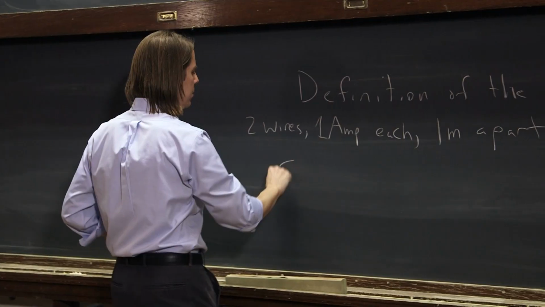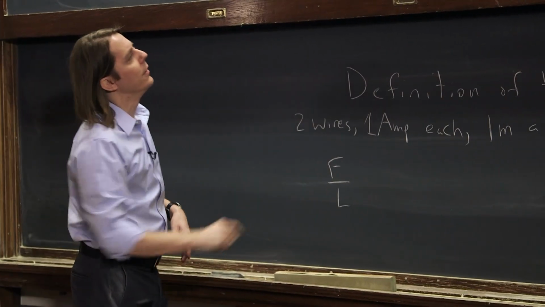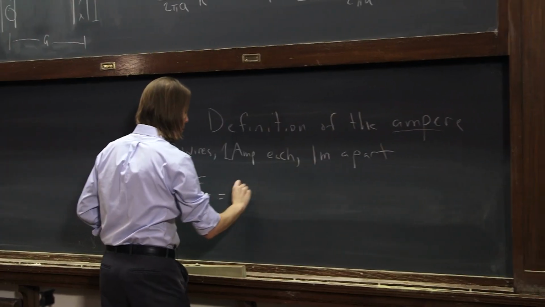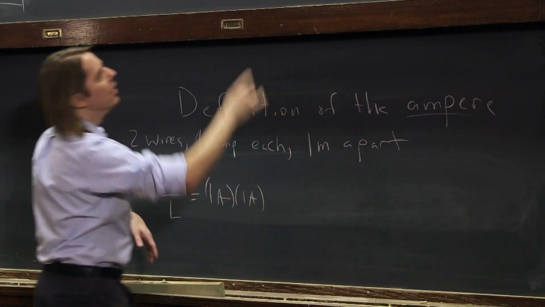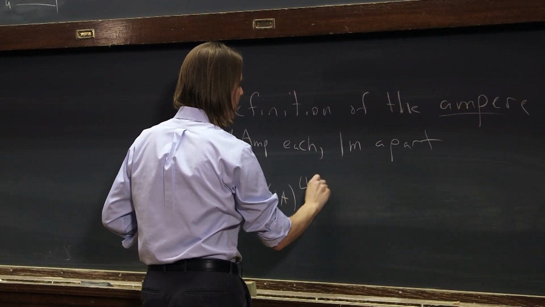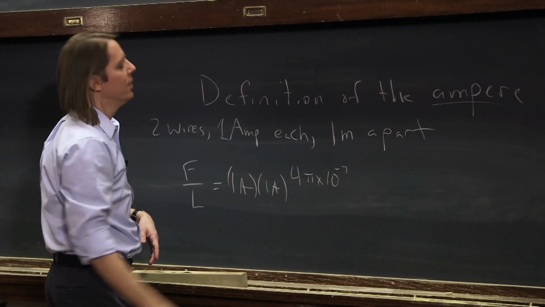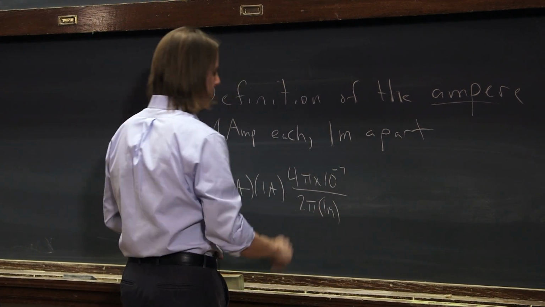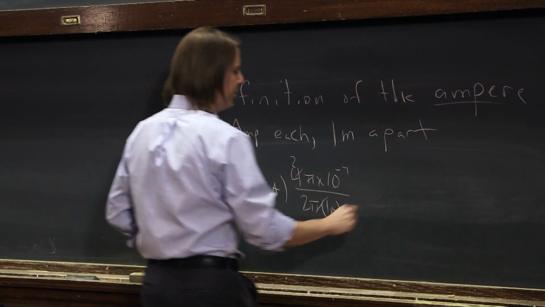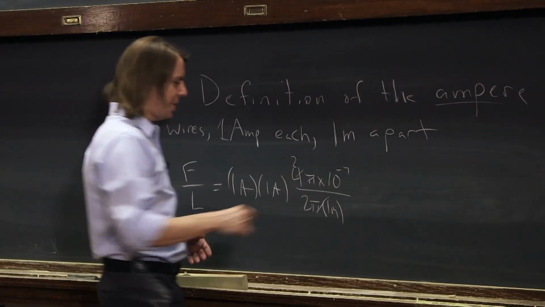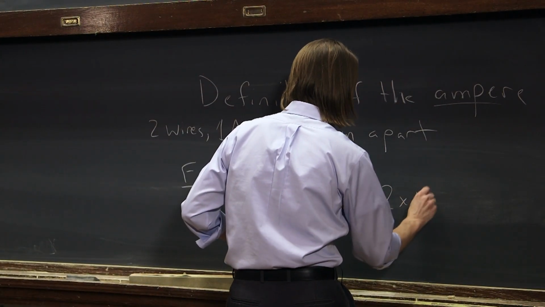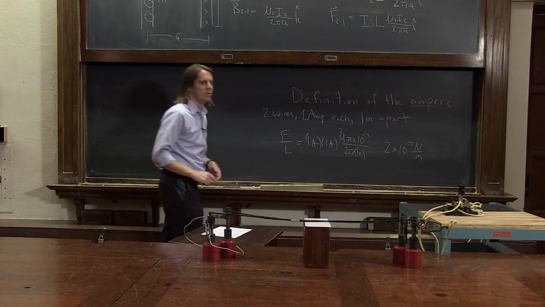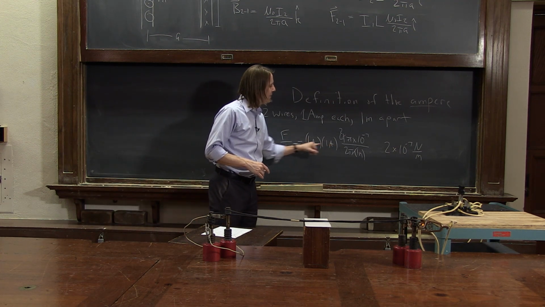Let's see, so F over L would be the current, 1 amp, times another current, 1 amp, times mu naught, which is 4 pi times 10 to the minus 7, over 2 pi times A, which is 1 meter. Well, the pi's go away. That becomes a 2. So in the end, the answer is 2 times 10 to the minus 7 newtons per meter, the force per unit length you get. So that's measured, and that means by definition, that's an amp.